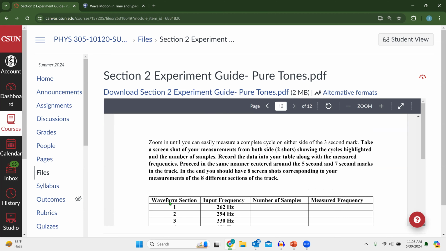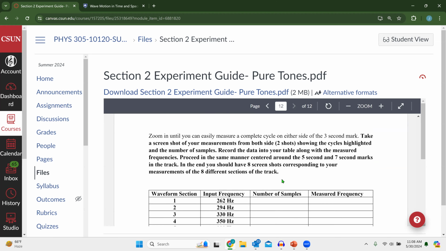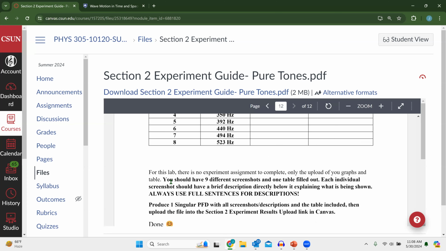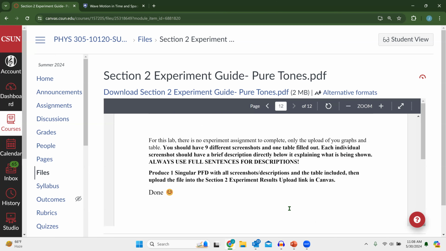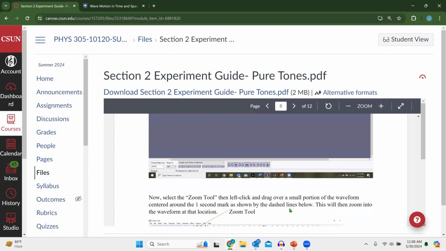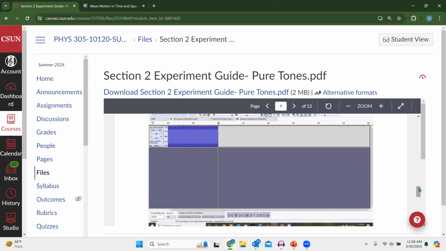Ultimately, you're going to have 9 different screenshots and 1 table filled out. Each individual screenshot should have a brief description directly below it explaining what is being shown, always useful sentences for descriptions. Produce 1 singular PDF file, and that will be what you upload. Done. Now, this looks like a lot, but once you get it down, it goes pretty quick.